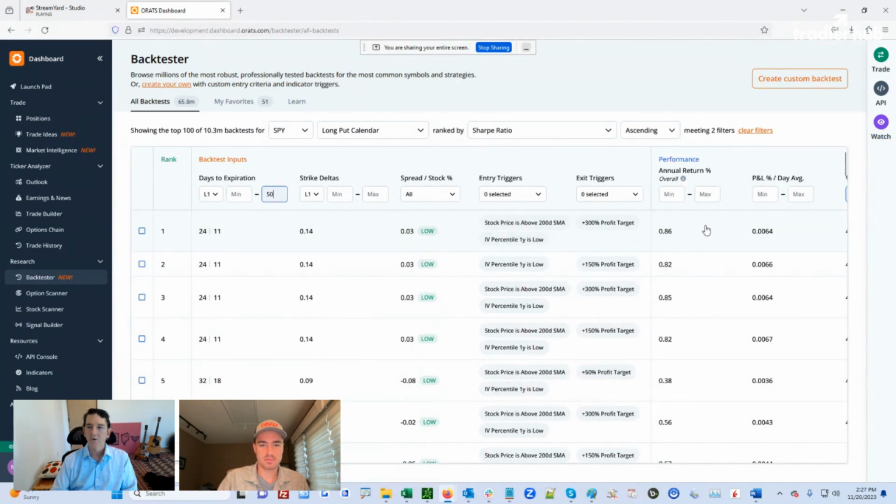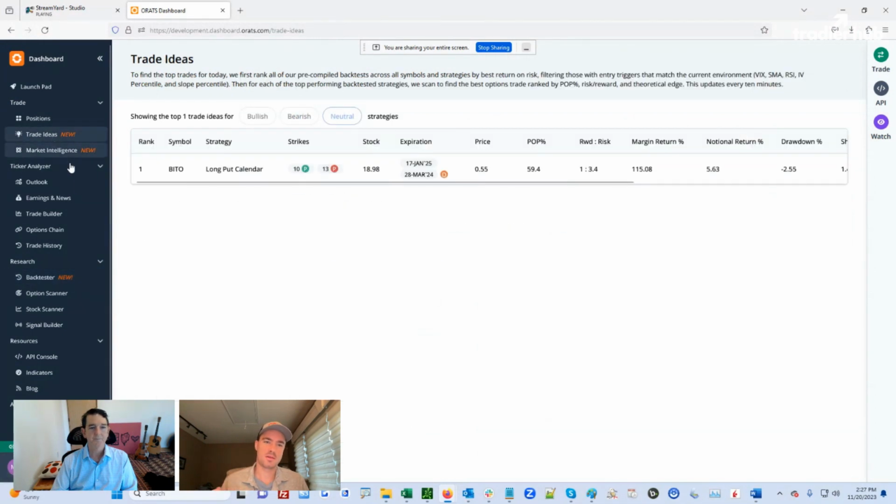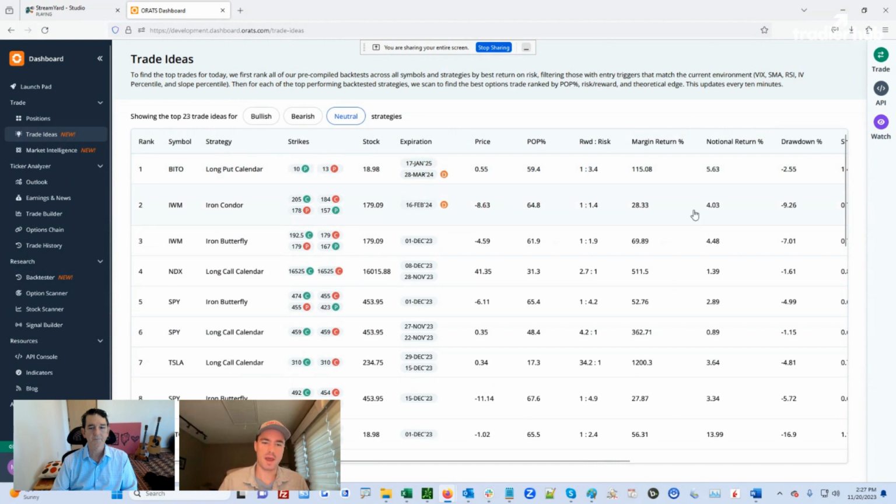Yeah, I think that was a good overview, Matt. We have the backtest finder, we have the custom backtester, and then we have the trade ideas, which are fed our backtest data and then sorted based on best return on risk, and then you can see all of them in one table and do your analysis from there. So yeah, backtesting is a great tool for everyone to have. We incorporate it heavily into most of our tools on the dashboard. So you have lots of historical data at your fingertips.